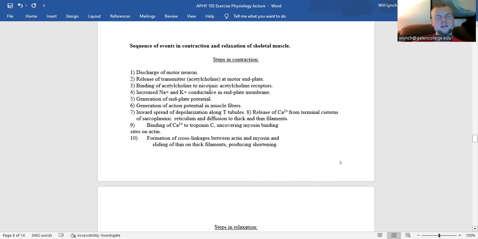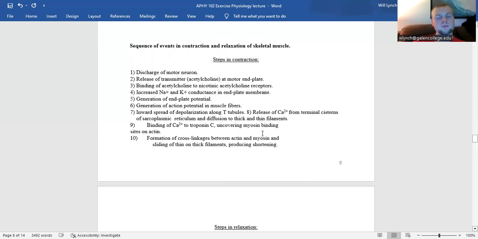That will open the ion channels for sodium and potassium. This will create an end plate potential, which will generate an action potential in the muscle fibers. That depolarization and action potential will move along the T-tubule system. As we move along the T-tubule system, we will start to release calcium from the terminal cisternae of the sarcoplasmic reticulum. That calcium will diffuse around the muscle fiber, binding to the troponin protein on top of actin.